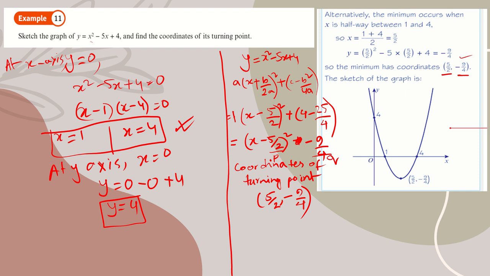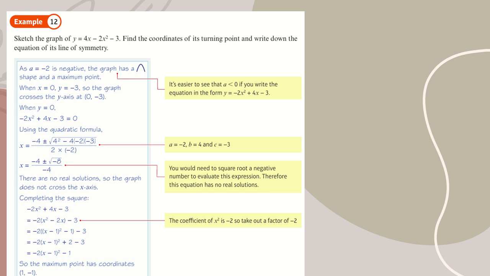Let's look at one more question now. The next question is a bit more complicated, but it's easy. Now sketch the graph of y equals 4x minus 2x square minus 3. Now the expression is given in such a way that you have to first rearrange it in the form of ax square plus bx plus c. So the first term should be x square, correct? So if we rearrange this, we get minus 2x square, then the x term, so plus 4x minus 3. So you have to rearrange it. I've done rearranging it, correct?